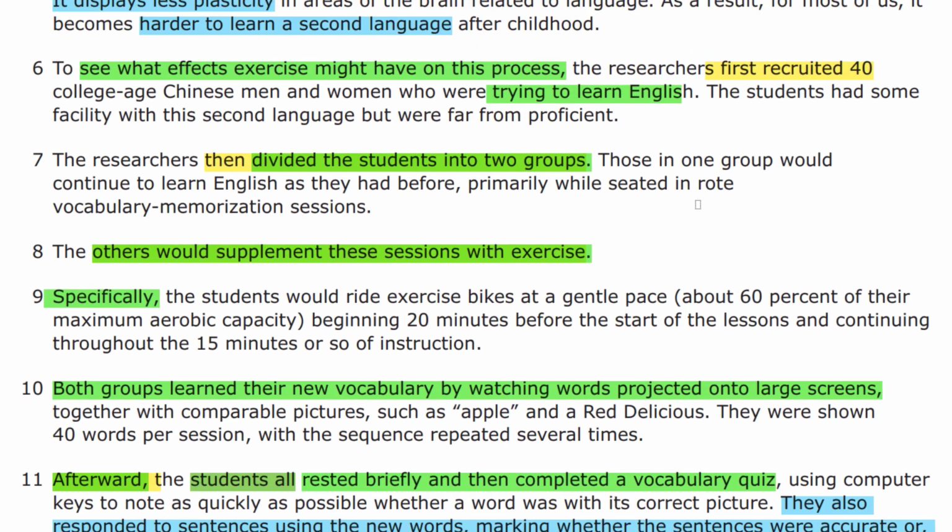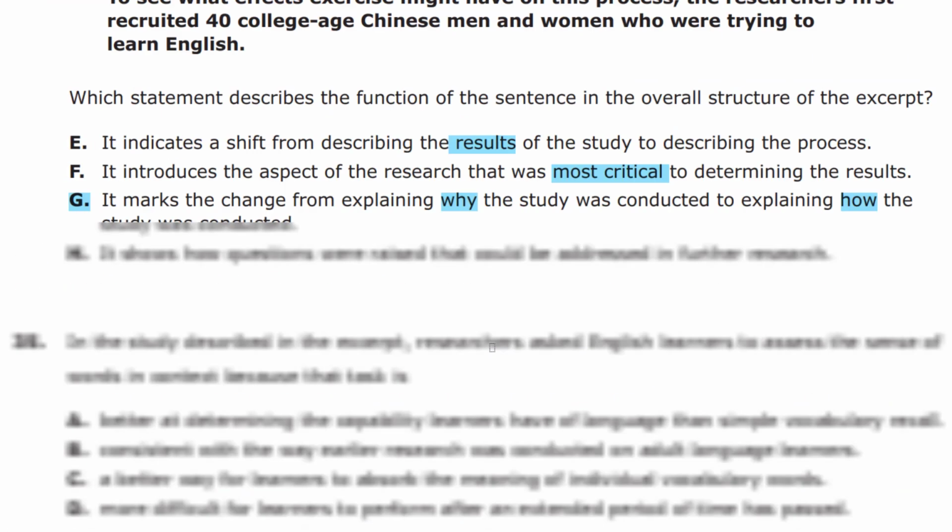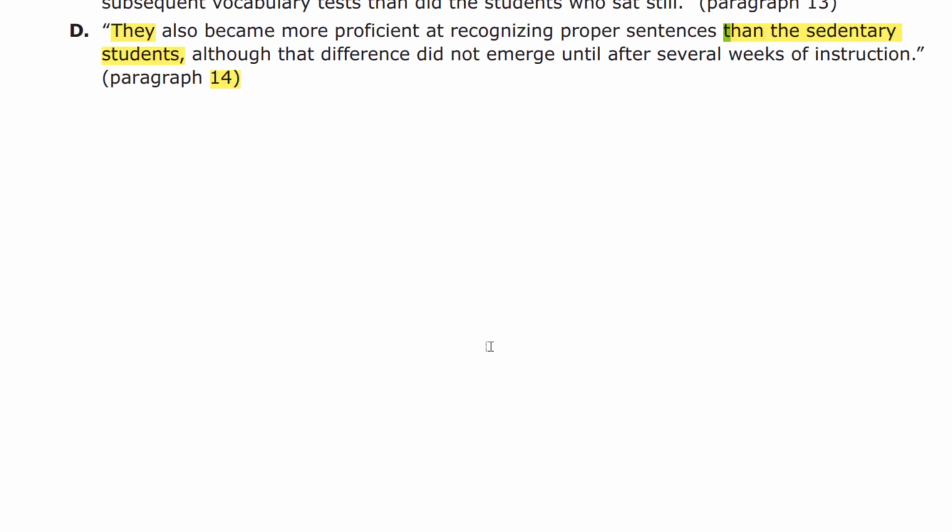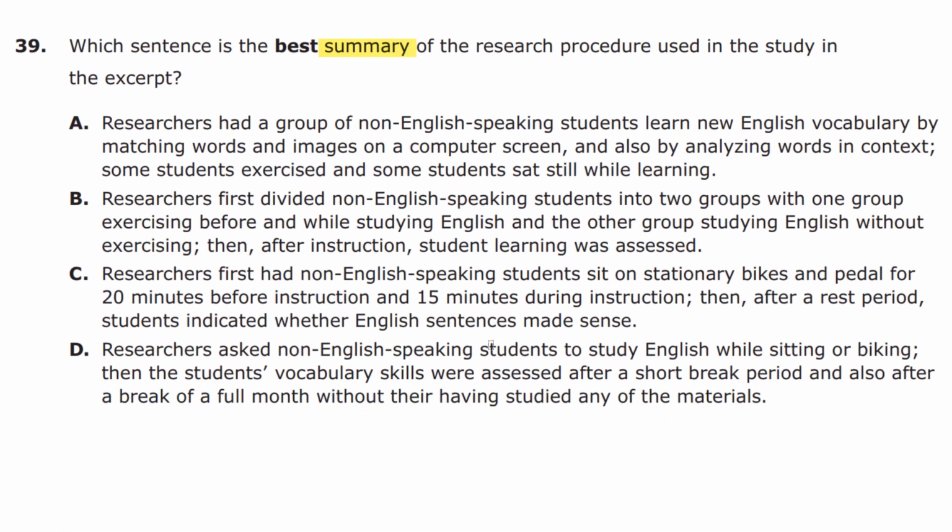So we have a progression, a sequential process here. 40 were recruited, then divided into groups. One half exercised, the other didn't. And then they both took tests, vocab tests and then more contextual tests. Let's go back and check the answers to see which one follows that ordering. B, researchers first divided non-English speaking students into two groups. Yeah, I mean, before they selected the students, but we'll see if any answer even includes that.